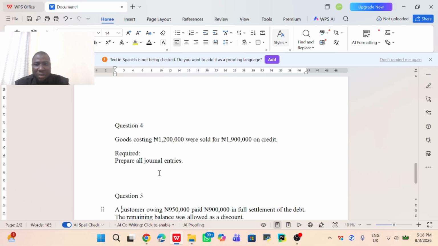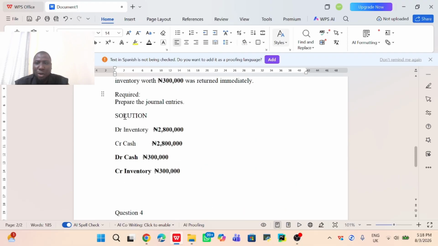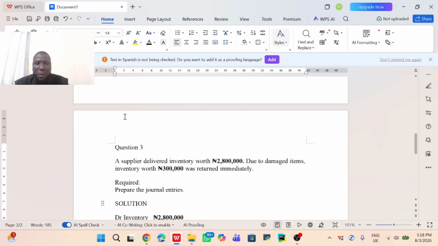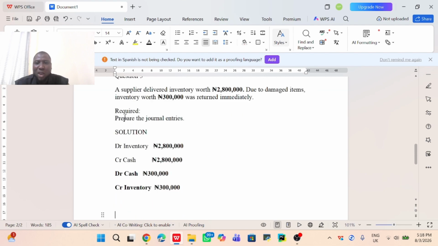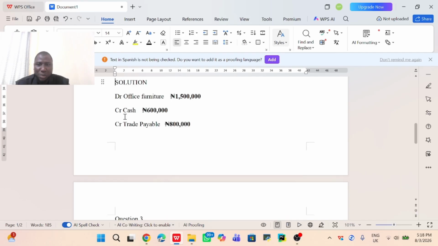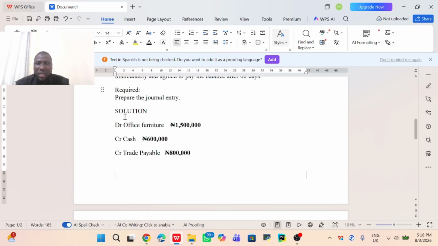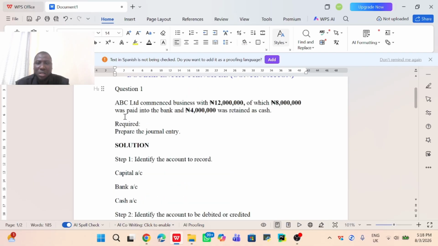We still have more questions to go. But because of time, I hope we should stop here. So if you have any other question, or you are solving a question and you don't understand, try to share the question with me so that I can solve it, and we can have a full understanding of the double entry principle.